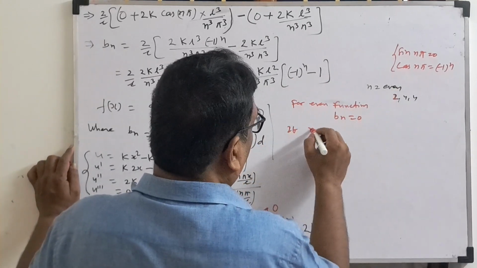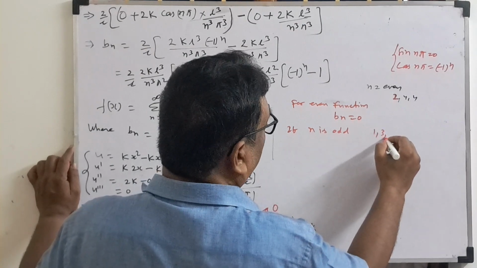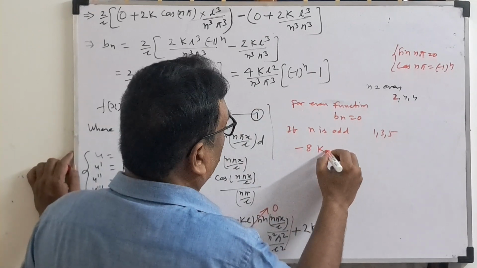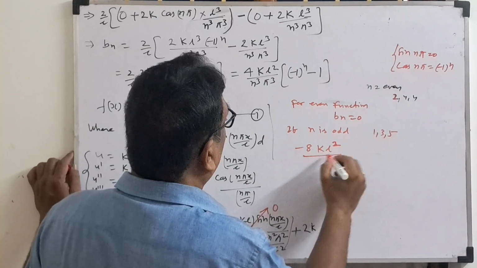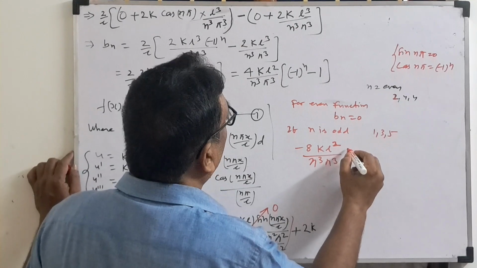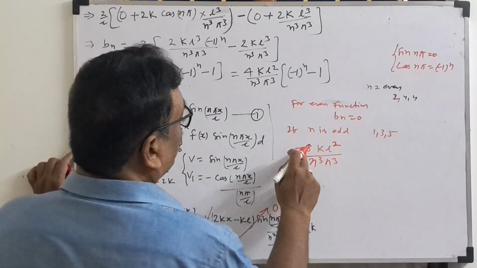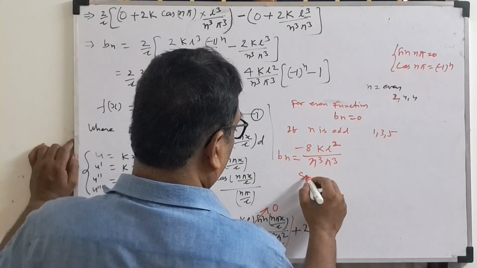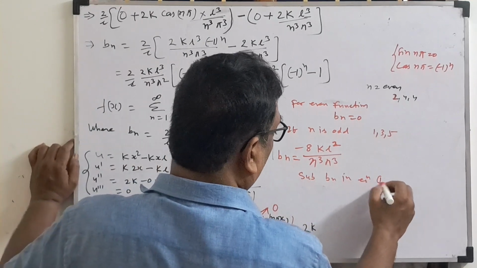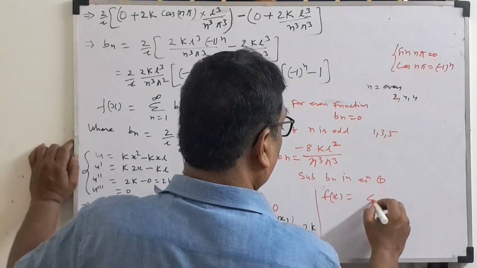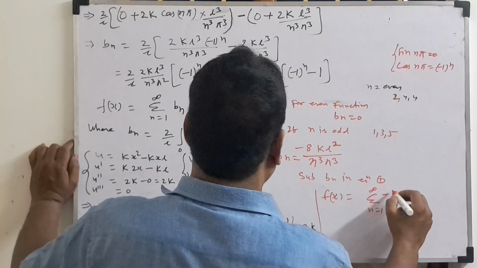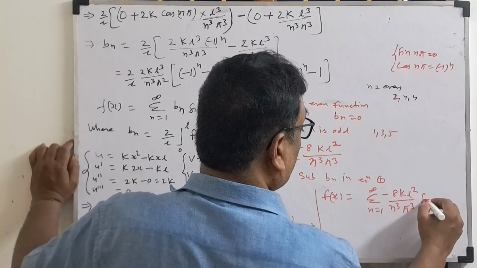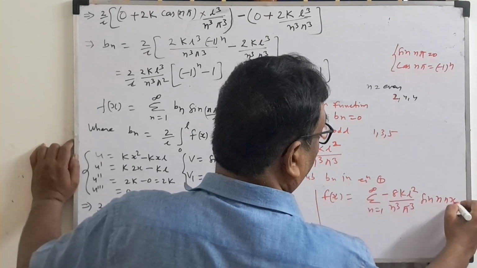Now if n is odd, that means 1, 3, 5, this will come as minus 1. So minus 1 minus 1 is minus 2. So minus 8k L square by n cube pi cube. This is the Bn now. This part will come as minus 2, so it is taken. Now substitute Bn in equation 1. What will come here? f(x) equals summation n is equal to 1 to infinity, minus 8k L square by n cube pi cube, sine n pi x by L.